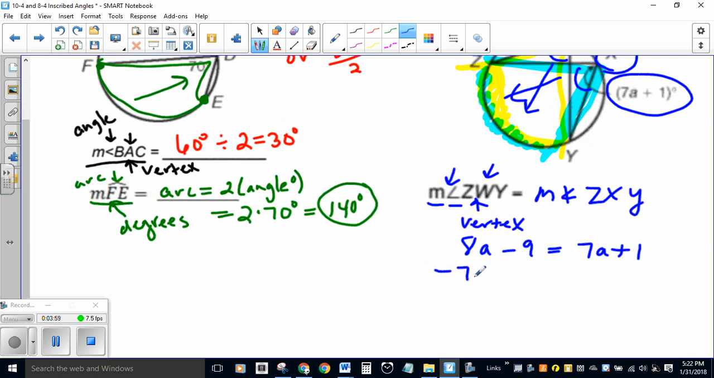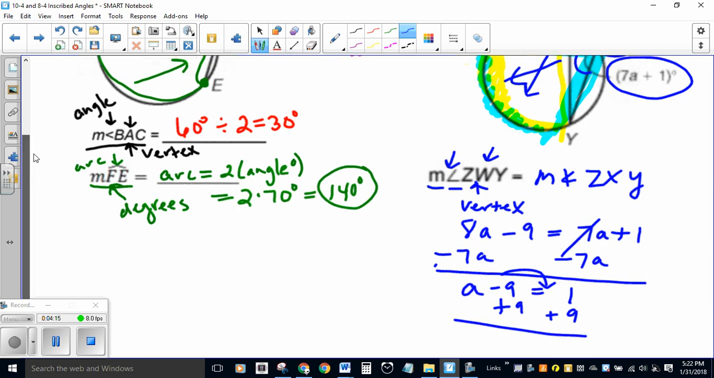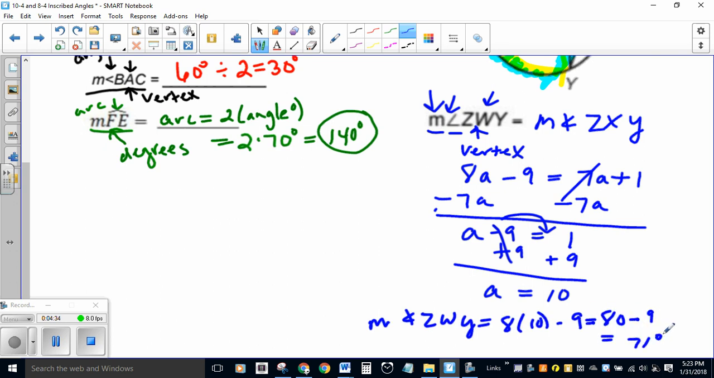Solving for A, so we subtract 7A from both sides, so that I get all my A's together on the same side. So I have A minus 9 is equal to 1. Then I move my 9 to the other side by adding, because I have to change the sign. So that cancels out, leaving A equals 10. Now, it wants to know the measure, so to find the measure of angle ZWY, we plug it back in, so I have 8 times 10 minus 9, 80 minus 9 leaves me 71 degrees. And that's my answer, 71 degrees. Okay?